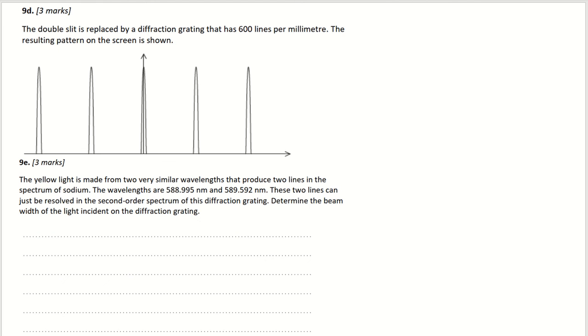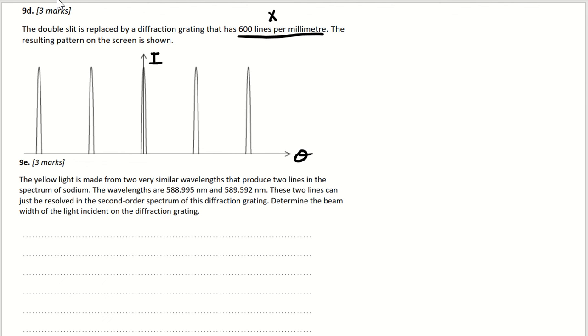Now let's solve some paper 2 questions. It's only one question. He's saying it's part of a whole paper 2 question, but I'm taking only the part which is related to my idea. So he's saying the double slit is replaced by a diffraction grating that has 600 lines per millimeter. So this is X. The resulting pattern on the screen is shown as such. So this is the intensity versus the angle. And there was 9D, he asked me to distinguish between the double slit and the diffraction pattern. So I'm going to answer this in another video, but I'm going to answer 9E.